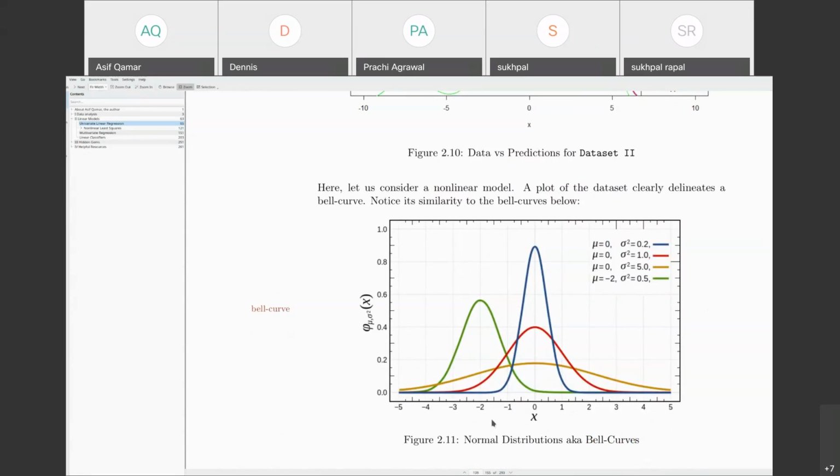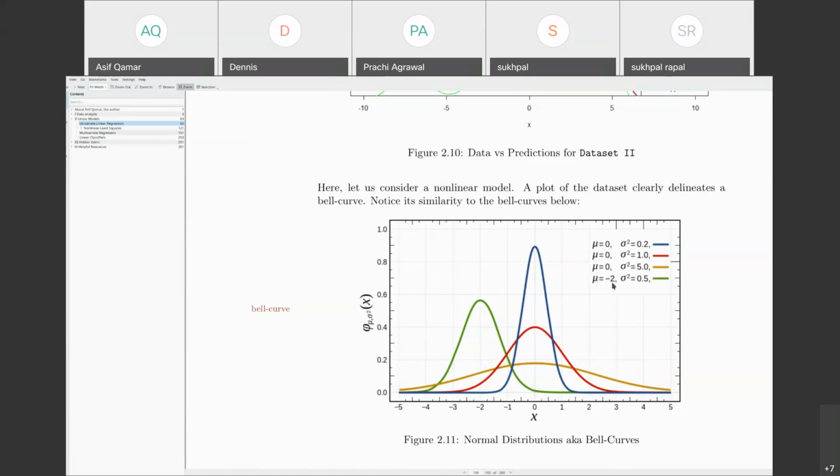So let's observe this green bell curve. Where is the center of it? It is at -2, right? And what is the variance? Well, it seems to have a pretty significant variance. It's a little bit spread out compared to some other ones. So this is it.